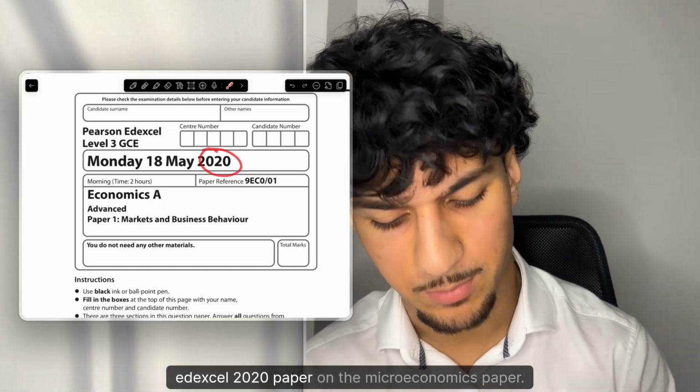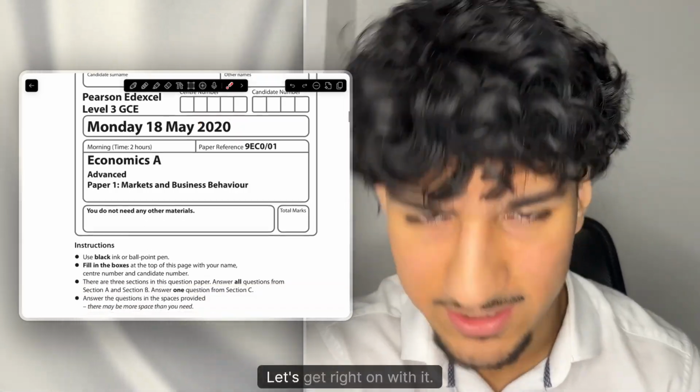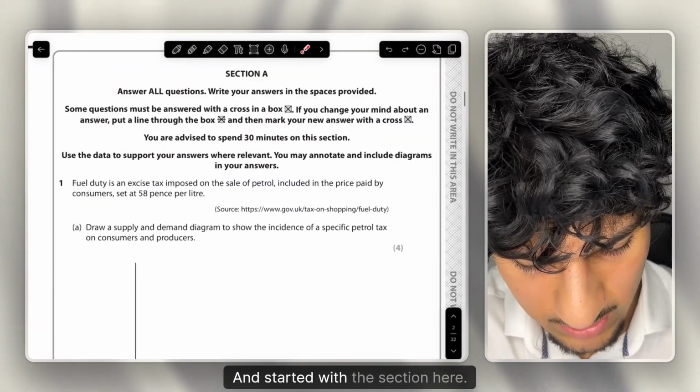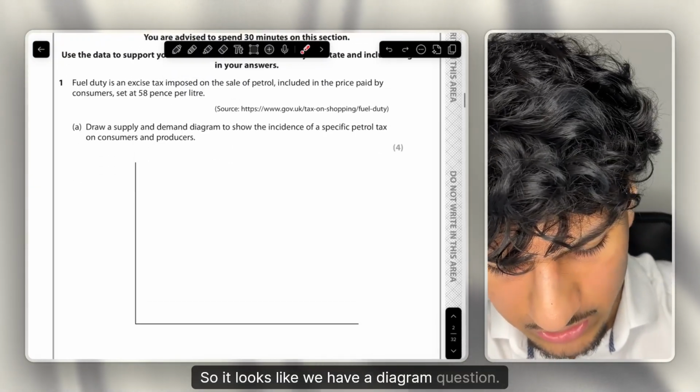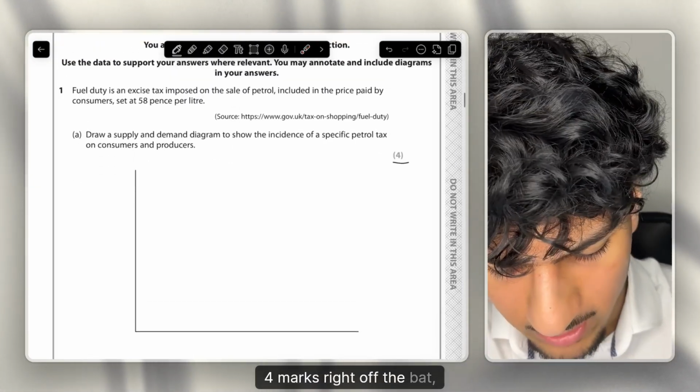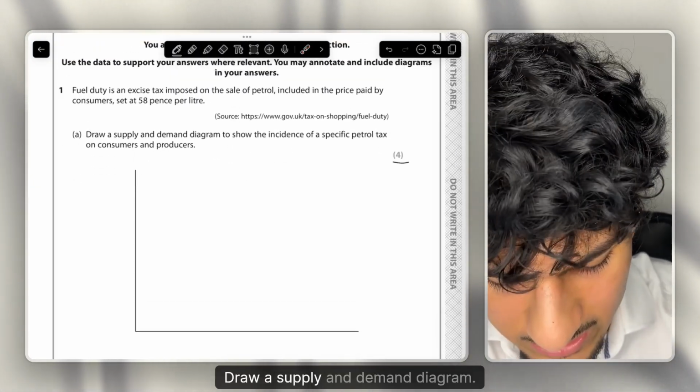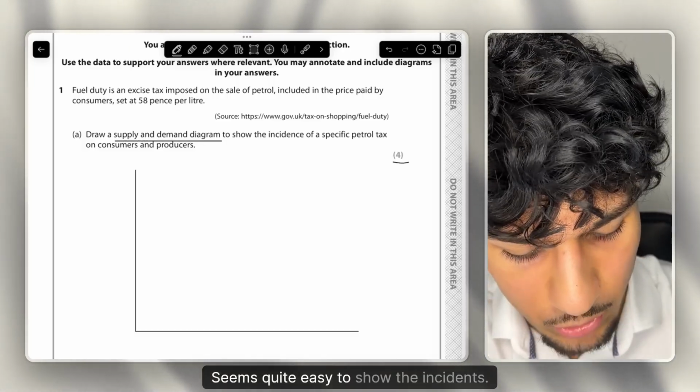Edexcel 2020, paper 1, the microeconomics paper. Let's get right on with it and started with Section A. So it looks like we have a diagram question, 4 marks right off the bat. Let's get started. Draw a supply and demand diagram, seems quite easy, to show the incidence.